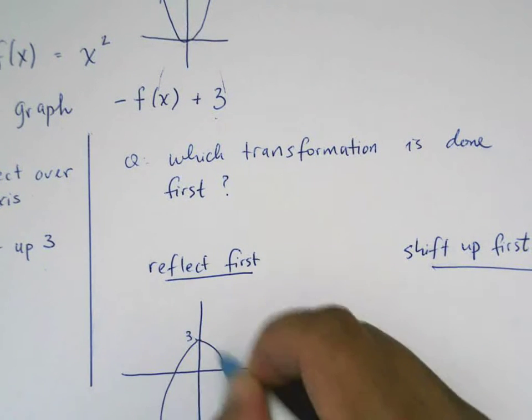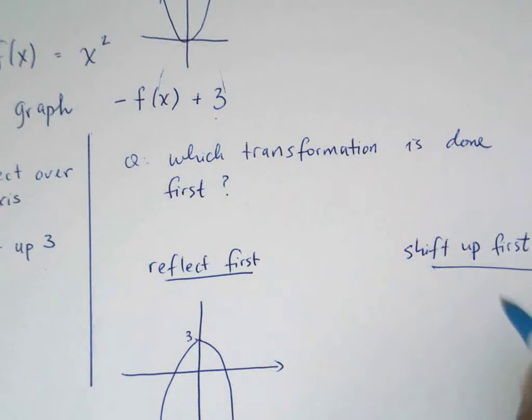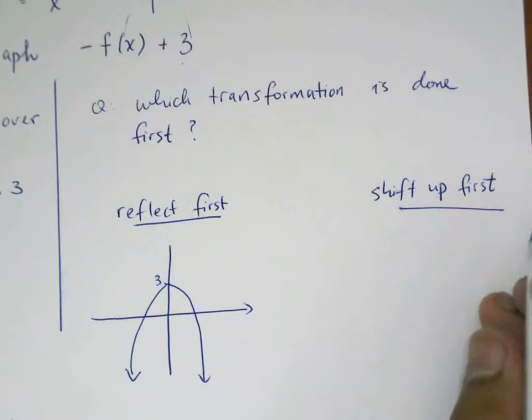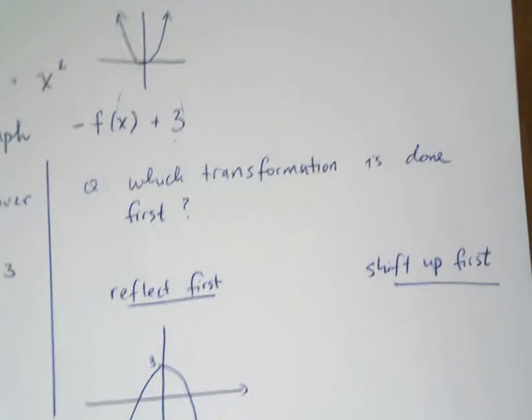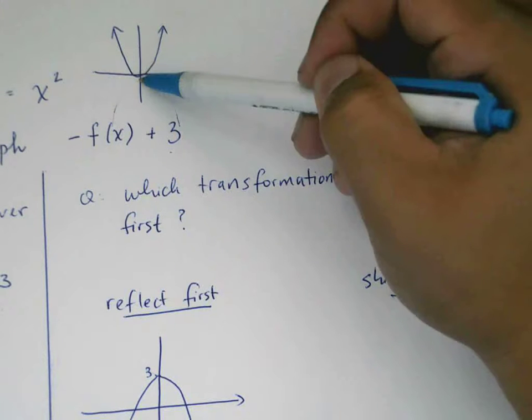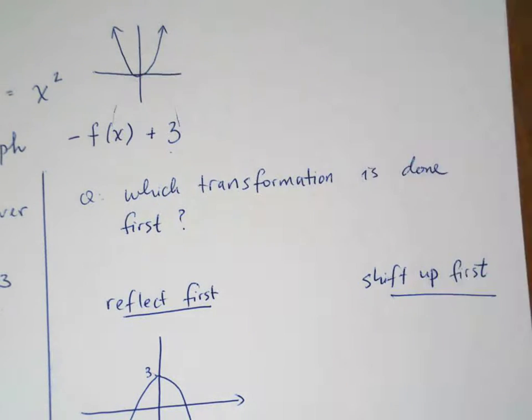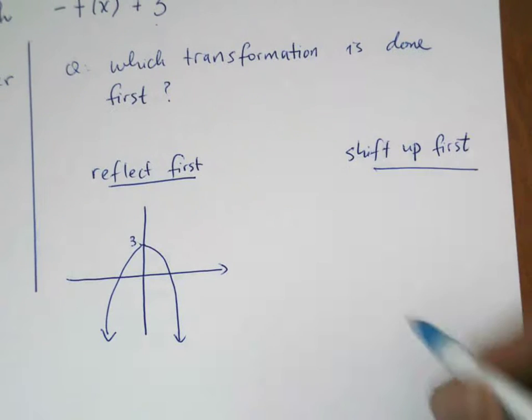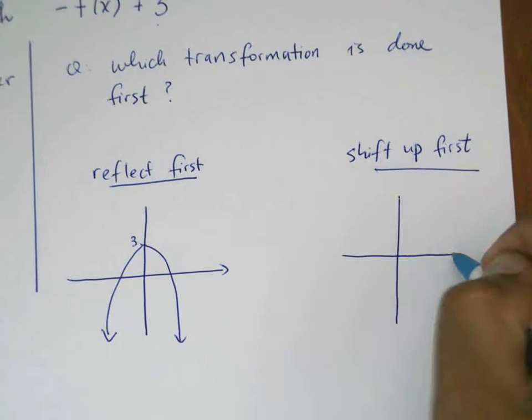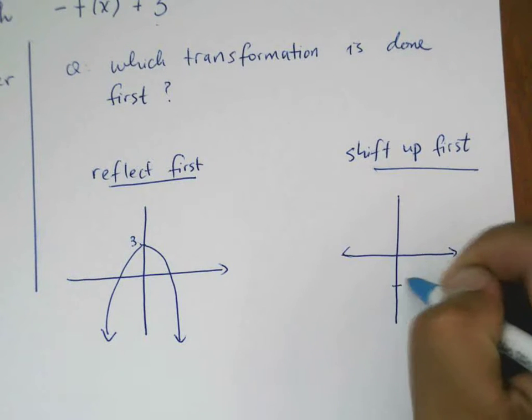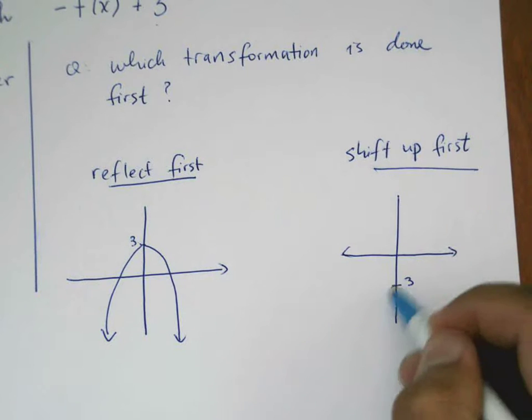And then if you were to shift it up first, sorry for moving this paper around too much, take this point here, if you were to shift it up 3 units and then reflect the whole thing over the x-axis, then you would get something that looks like this. I'm sketching this, but it is also very accurate and true.